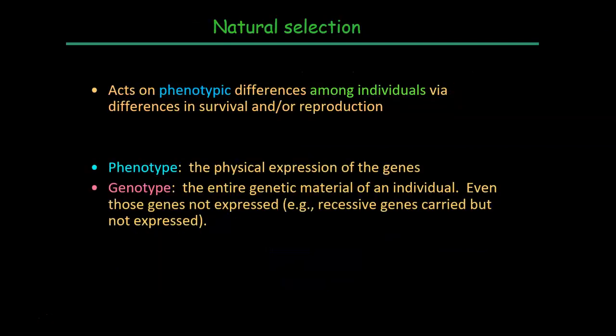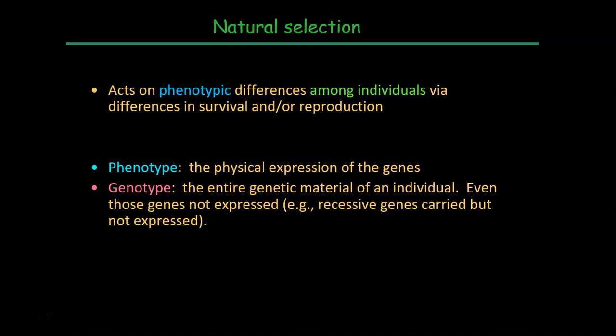Now, natural selection acts on what we say are phenotypes, which is the physical expression of the genes. The word phenotype is in contrast to the word genotype. Genotype refers to the entire genetic material of an individual. Okay, so if I talk about phenotypes, I'm talking about the physical expression of the genes. Genotypes, I'm just talking about the genes.